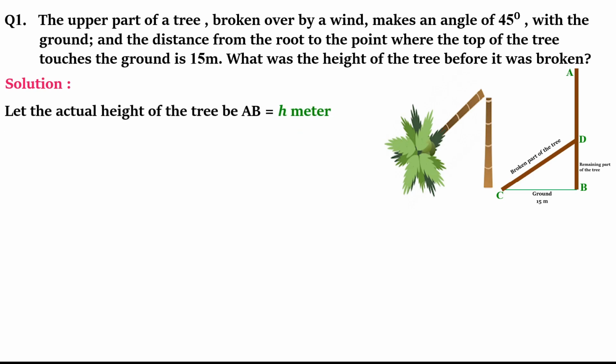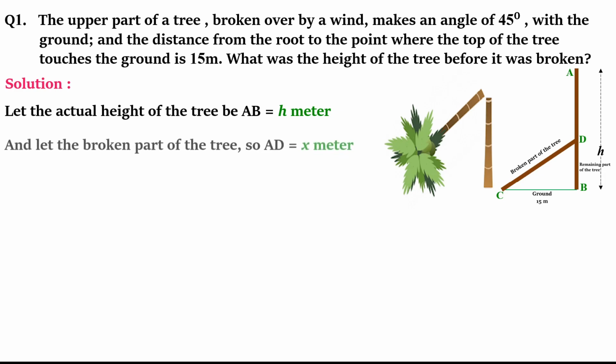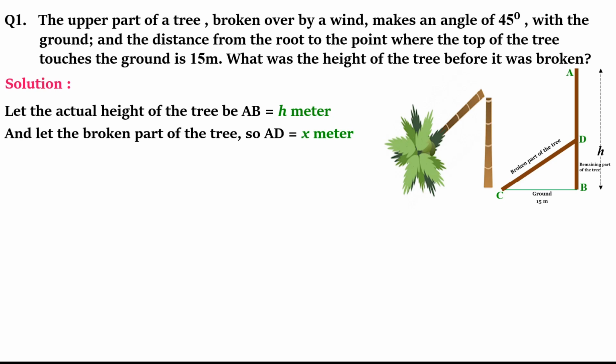Let us take the actual height of the tree AB as h meter. So let's mark it in the figure. This is our height h meter. Then we are taking the broken part of the tree, which is AD, to be x meter. Let's mark it. This is x meter. And if I take right angle triangle BCD, which is right angled at B, we know that CD is equal to AD because AD is the broken part and this part falls down and becomes CD. So CD is equal to AD is equal to x meter. They both are equal. Let's mark them as equal.